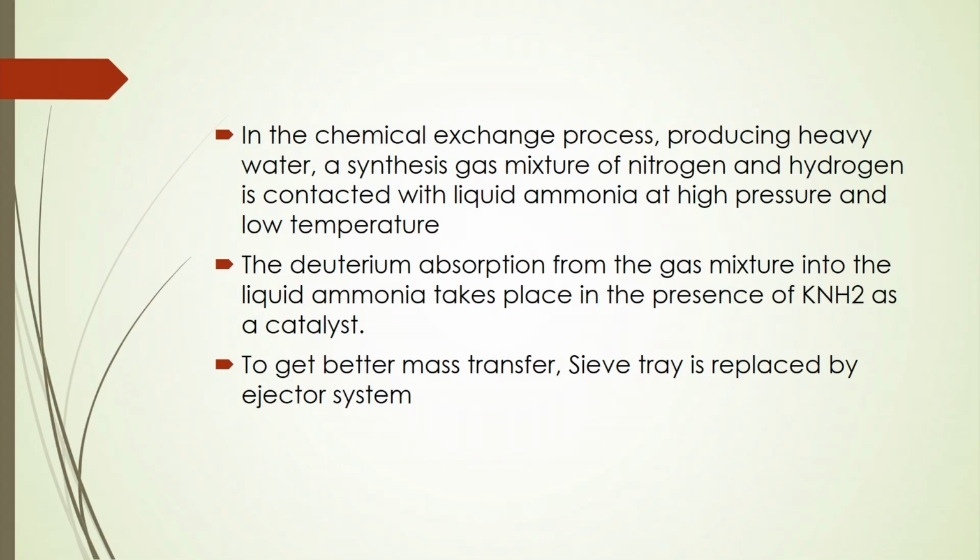And in the chemical exchange process producing heavy water, a synthesis gas mixture of nitrogen and hydrogen generally comes in contact with the liquid ammonia at high pressure and low temperature. In that case, the deuterium absorption from the gas mixture into the liquid ammonia takes place in the presence of KNH2 as a catalyst, and to get better mass transfer, the sieve tray is replaced by the ejector system. So, this is one of the important applications where you can get process intensification by replacing the sieve tray gas distributor with the ejector system.